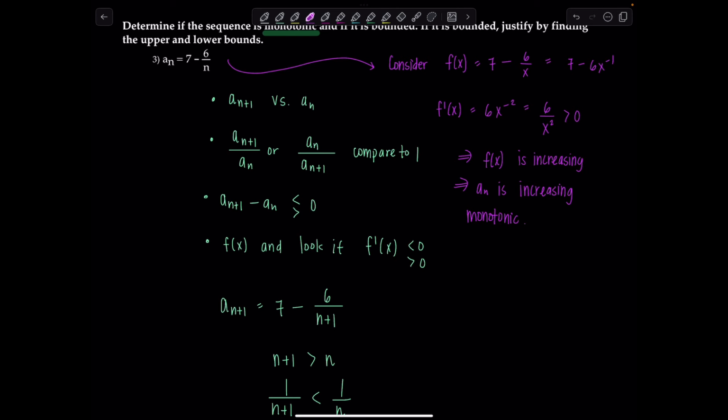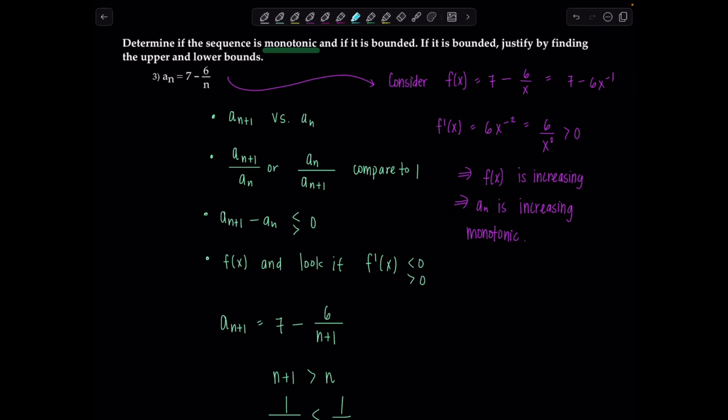My students like this because it's just very plug and chug, just crank it out. The inequalities kind of make them nervous, but it's a good skill to learn, depending on where your math career is going. So moving on, the next thing we have to address is determine whether or not the sequence is bounded, and then if it's bounded, justify by finding the upper and lower bounds.